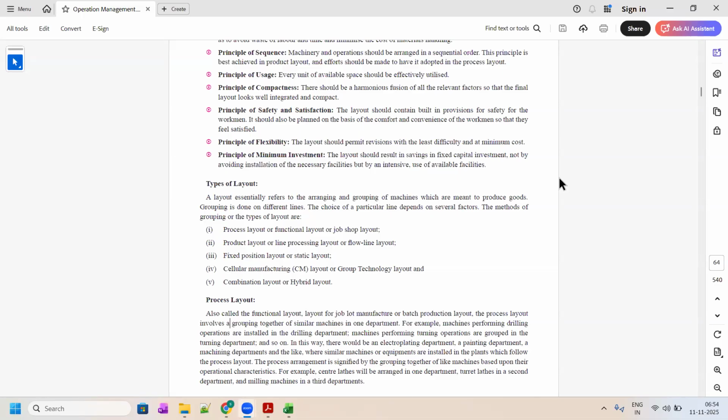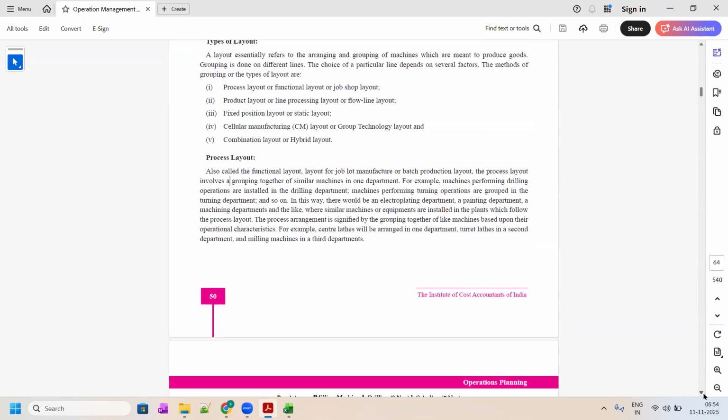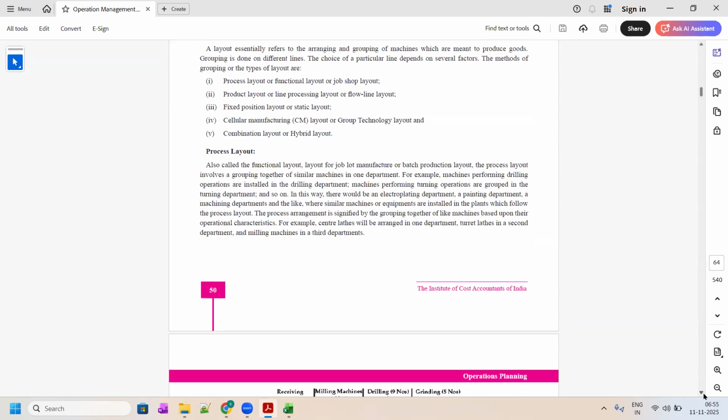We were discussing the different types of layout in the last class, and quickly we'll do a revision of these different types of layout. The first we have spoken about is process layout. So process layout, this is important. These five types of layout are important for your exam purpose. When we talk about process layout, the other name of process layout is functional layout or job shop layout.